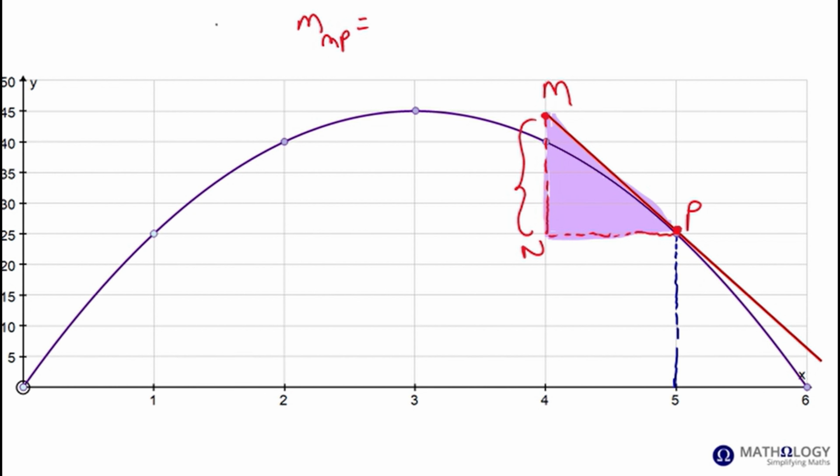This is 45 minus 25 over, we're talking about the gradient here, P minus N. So it's going to be 5 minus 4. It'll be 4 minus 5, because the slope is going to be negative. So it's going to be 20 over minus 1. It's going to be minus 20 meters per second. The minus just means that it's in the opposite direction of the original motion.